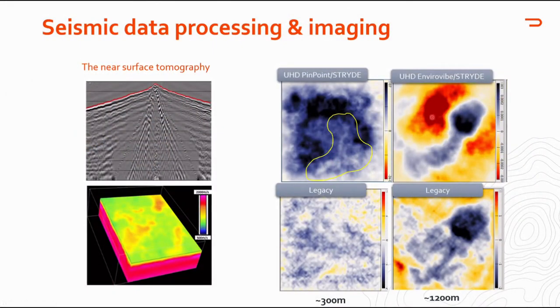The vibro source here delivered a much better image also of the deeper target. And this is a legacy data set, which was acquired in a much sparser way a few years ago. And obviously you can see that these features are just completely not visible in the legacy data set.